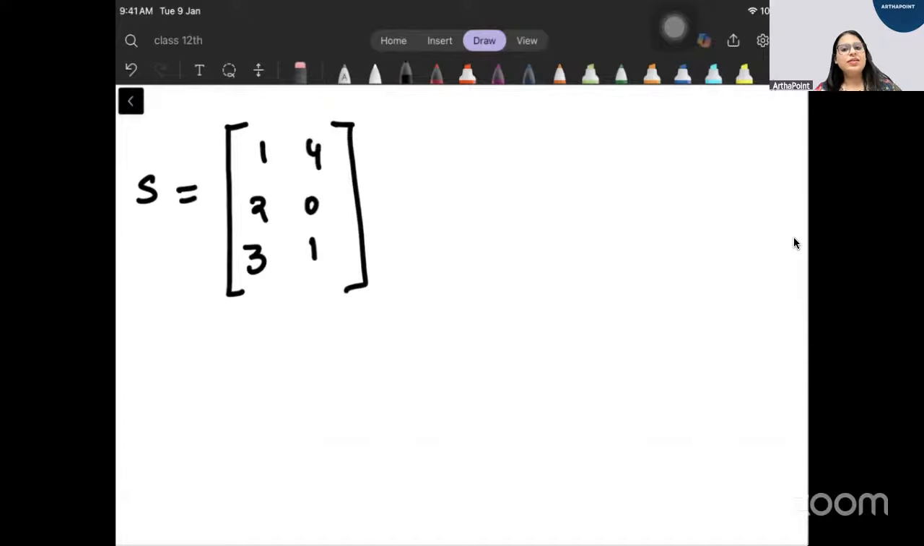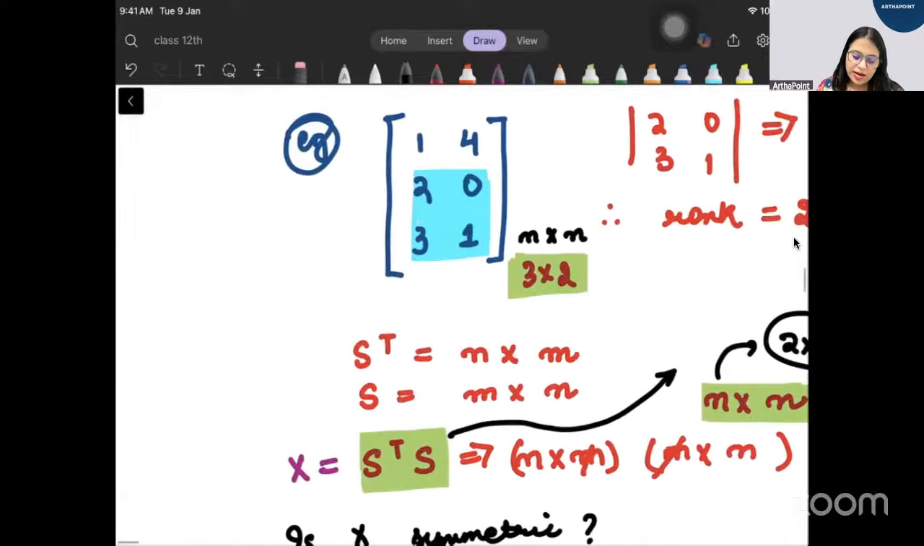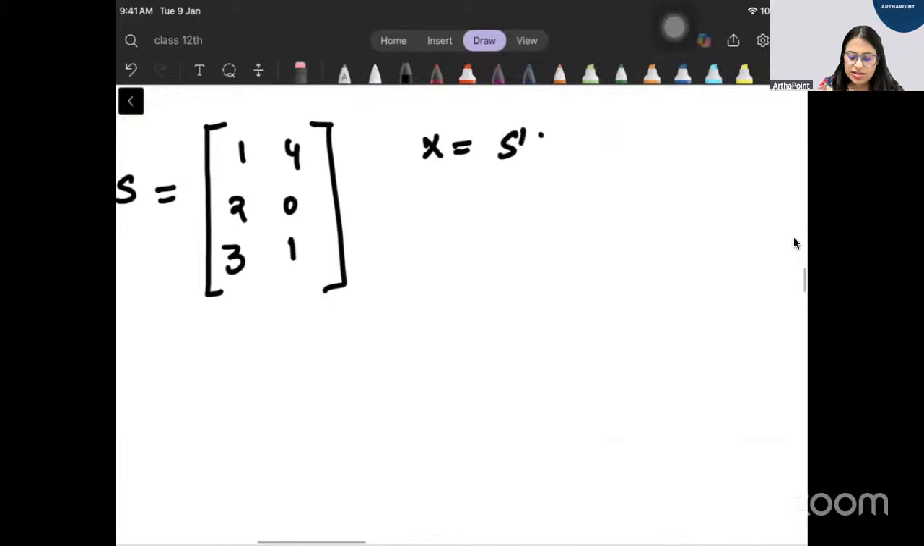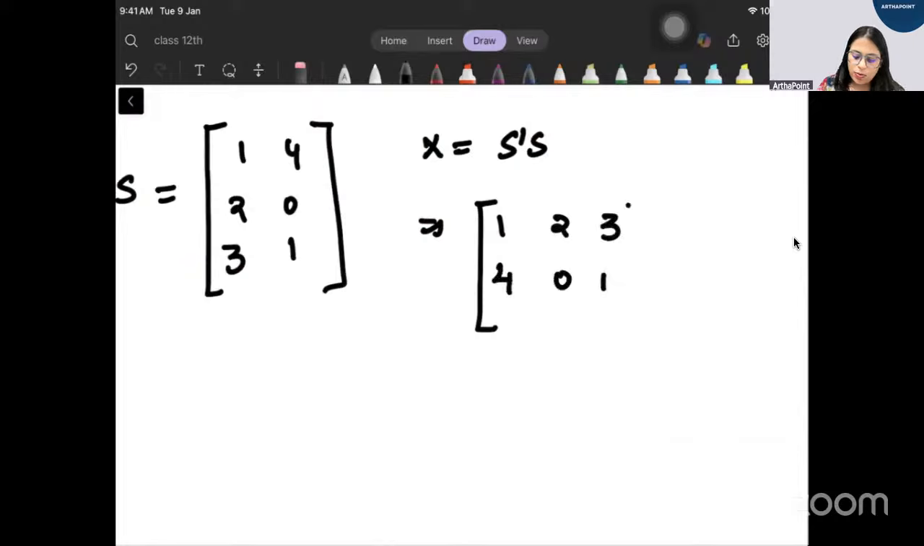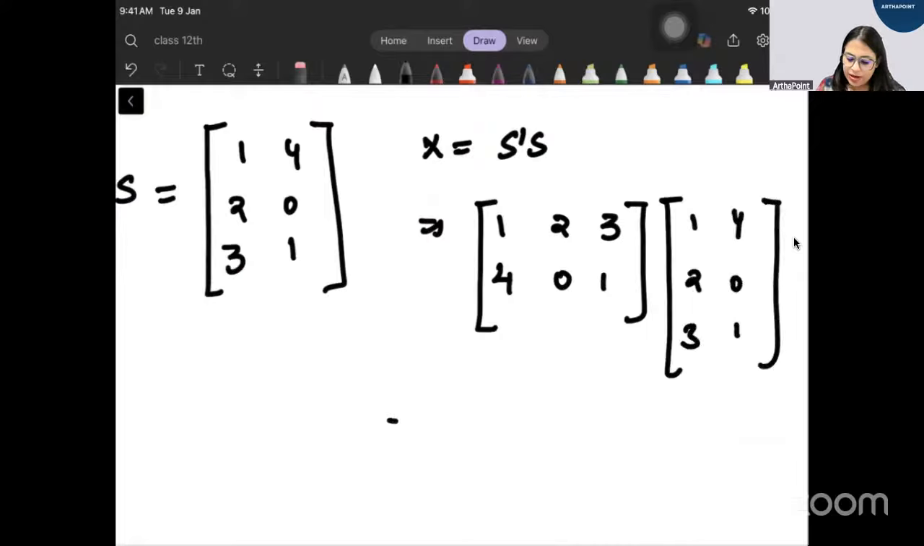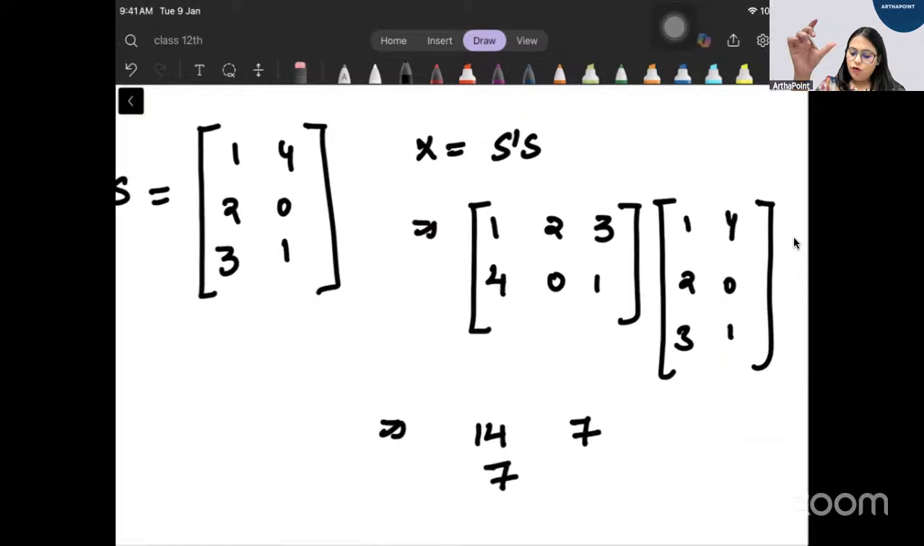I took this matrix. What is my matrix X? Matrix X is S transpose S, that is, the transpose 1 2 3 4 0 1 into S, 1 2 3 4 0 1. And if I multiply, what will I get? 1 plus 4 plus 9, so 9 plus 1 is 10, plus 4 is 14. 4 plus 0 plus 3 is 7. 4 plus 0 plus 3 is 7. 4 into 4 is 16, plus 0, plus 1 is 17. So this will be your matrix X.